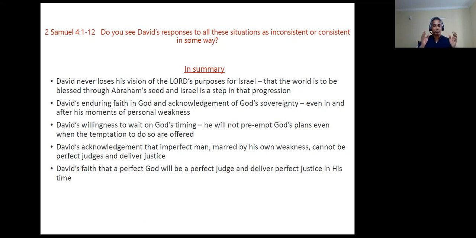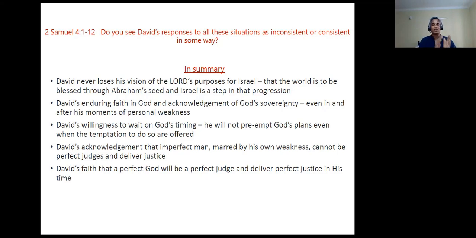Then we see David's enduring faith in God and his continuous acknowledgement of God's sovereignty, even in moments of personal weakness. Next, we see David's willingness to wait on God's timing. He had several opportunities, but he never preempts God's plan to clear the way for him to become king. He is willing to wait however long it requires for God to clear the way and put him on the throne.